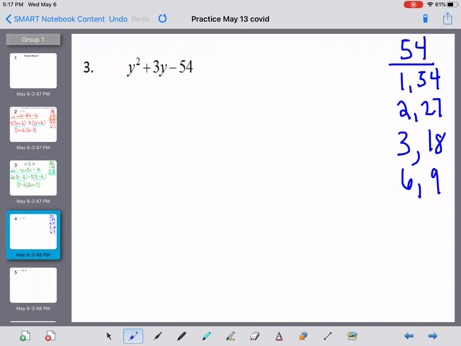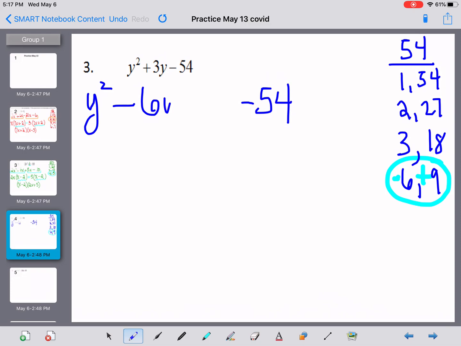And what we're trying to figure out is which of these combines to be 3? Combining meaning either adds or subtracts to be 3. And it's going to be the 6 and the 9. And it's going to be negative 6 plus 9. Again, we need to be really careful with the signs. So be thinking of the signs when you're working these out. It does not matter that we have a y or some different variable. We oftentimes use x, but it doesn't matter what letter we're using. And we're going to do minus 6y plus 9y.